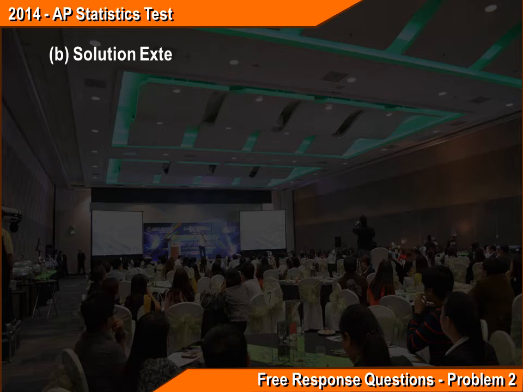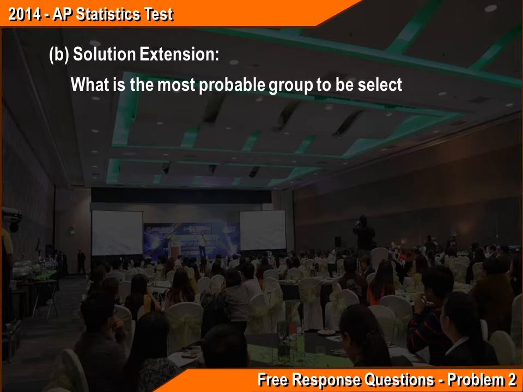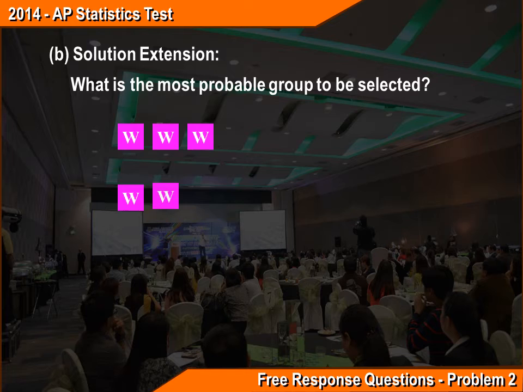To better understand the previous conclusion, let's visualize all the possible combinations by gender of 3 representatives to attend this convention. From all these combinations, what is the most probable group to be selected? We may have a group of 3 women, another group with 2 women and 1 man, another group with 1 woman and 2 men, and the last group with 3 men.